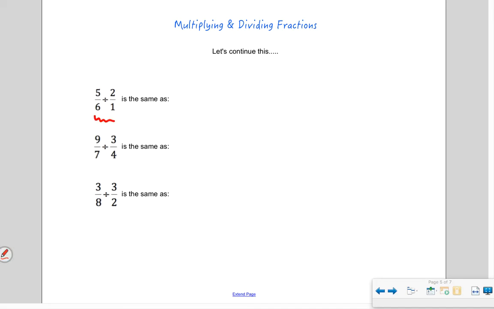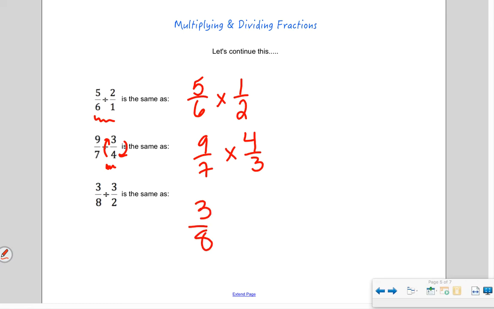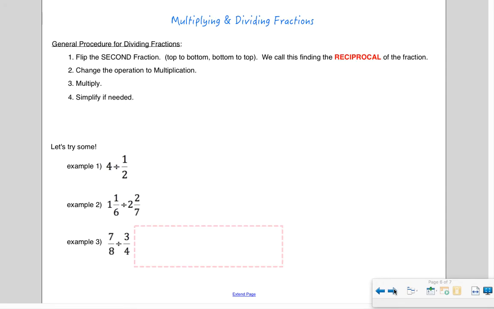5/6 divided by 2 over 1 is the same as 5/6 times 1 over 2. Or 9 over 7 divided by 3/4 is the same as 9 over 7 times 4 over 3. Do you see that I'm flipping this fraction around? 3 over 8 divided by 3 over 2 is the same as multiplying by 2 over 3. So this is how we actually divide fractions, ladies and gentlemen. We change it to a multiplication problem.